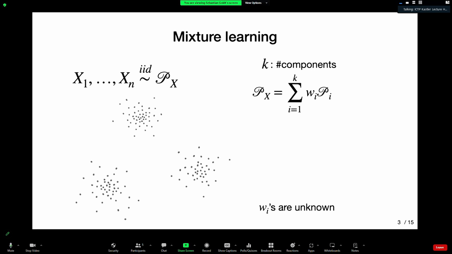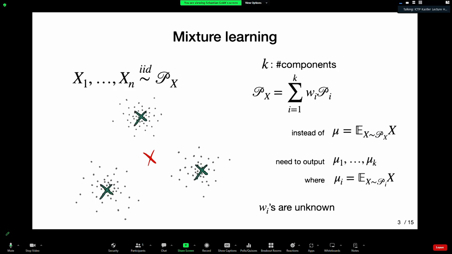Nice, so then the second thing: it may happen that the distribution has some structure, so it is a mixture of distributions. So there are different sources of data in your data. And you again want to understand something about this data set, but here if you just average all the samples, then you get something meaningless because different components interact with each other. So what you would like to do, instead of outputting the mean of the whole distribution, is to output the means of the separate components, maybe to do some kind of clustering task later. And usually in mixture learning, the weights of the mixture are unknown.